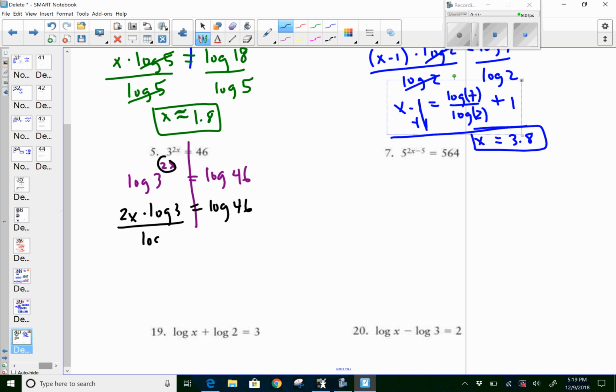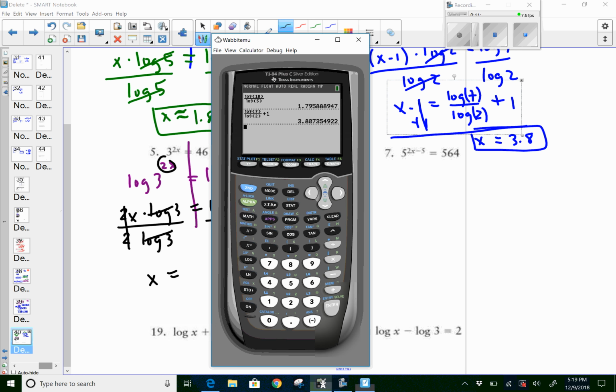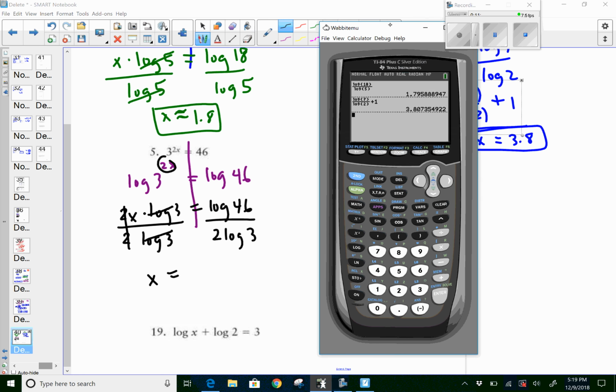I want to divide both sides by log of 3 and by a 2, right? Because I want those 2's to cancel out and the log 3's to cancel out. So now I have x is equal to this whole mess right here. So I'm going to take that whole mess and plug it into the calculator. There's a reason why I did it like that.